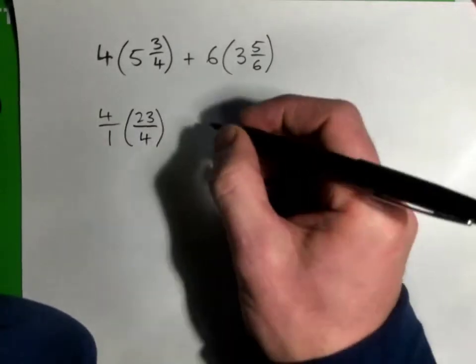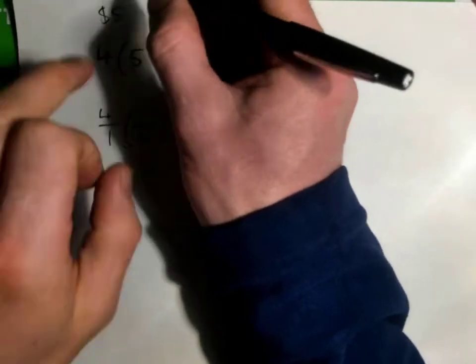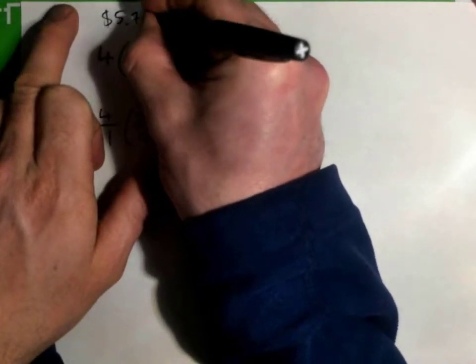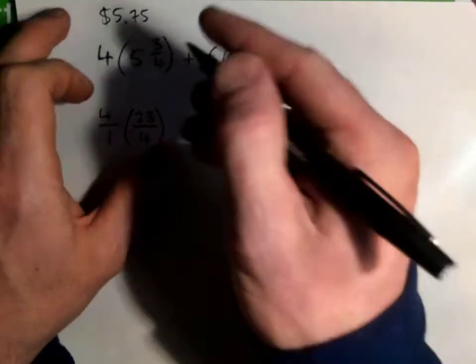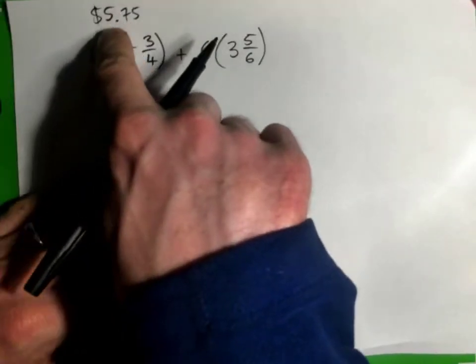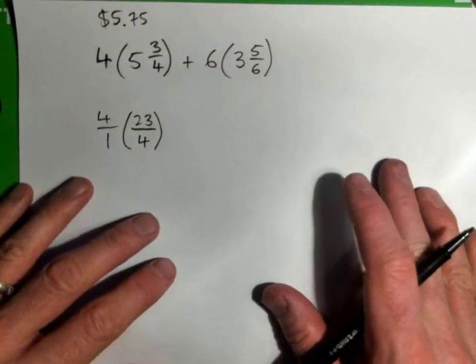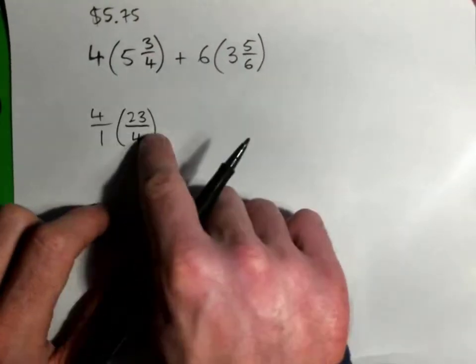23/4. If you had $5 and 3/4, which is like 75 cents, how many quarters is that? Well, there's 20 quarters in the $5, and then you got 3 more, so you got 23/4. So if you had $5.75, that'd be 23/4.